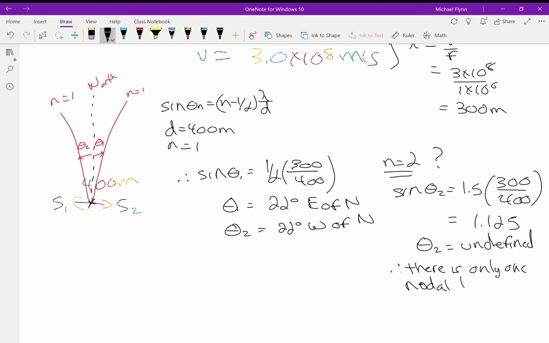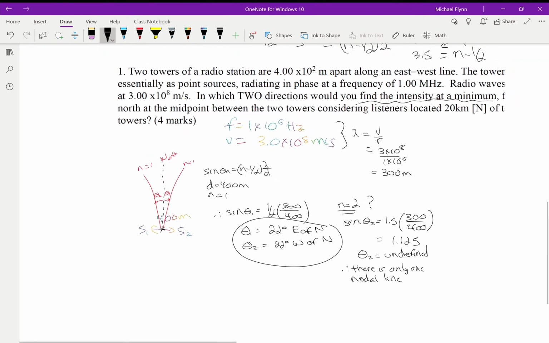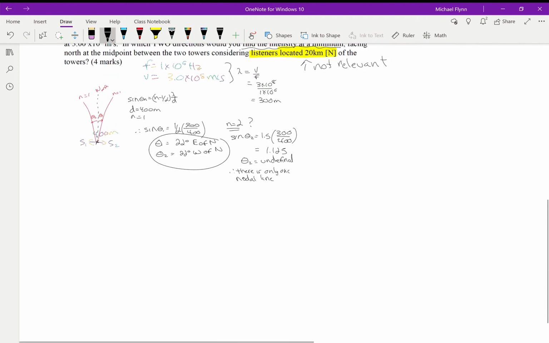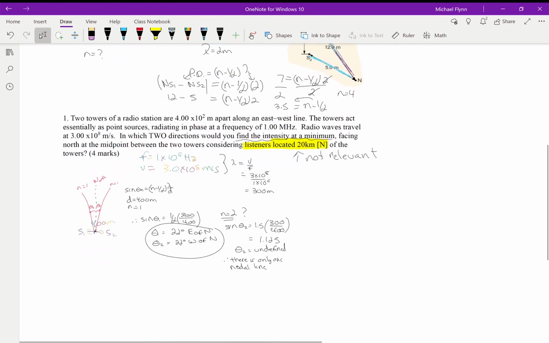But anyway, I answered the question. These are my two answers, and that's how you do a question like that. Now there is a piece of extraneous information in here. I'm going to highlight it for you. They say the listeners are 20 kilometers north. That's actually irrelevant, not relevant to the question. Sometimes you have more information than you need. I know you think it's mean and tricky. It is, and I love it. So anyway, there you go.